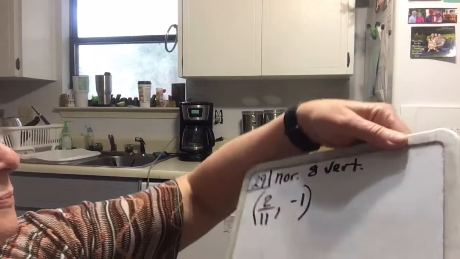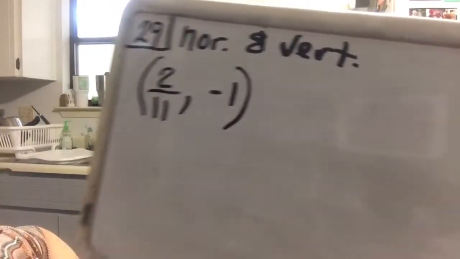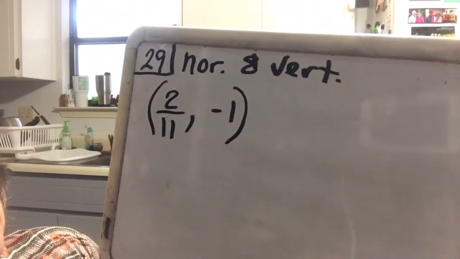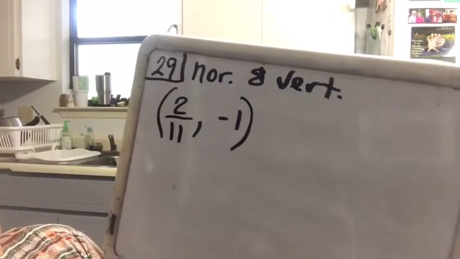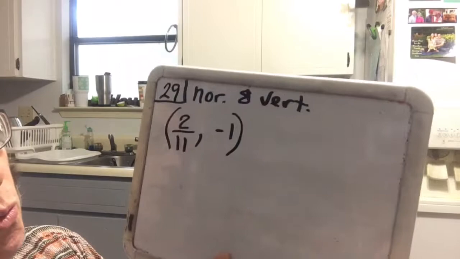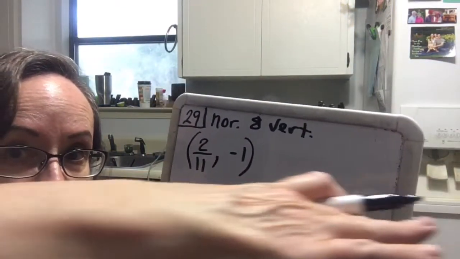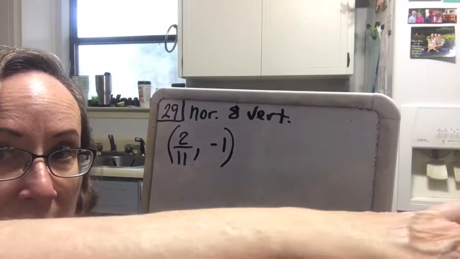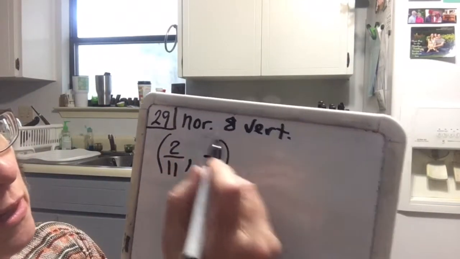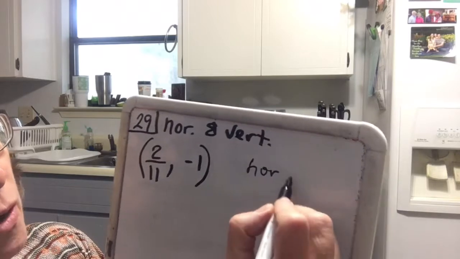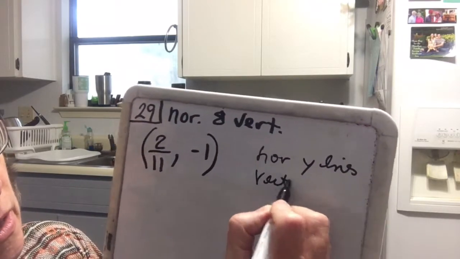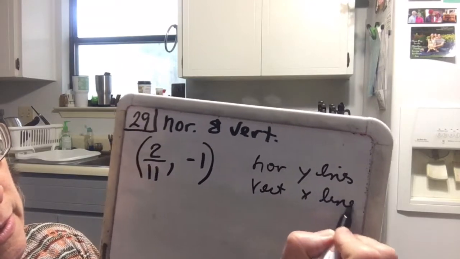So now we're looking at problem 29. I chose 29 because I just liked the points better. But we're trying to find a horizontal and vertical line. Remember that our horizontal line is going this way, and it is a y line. Y cuts the y-axis. So horizontal lines are y lines, and vertical lines are x lines.